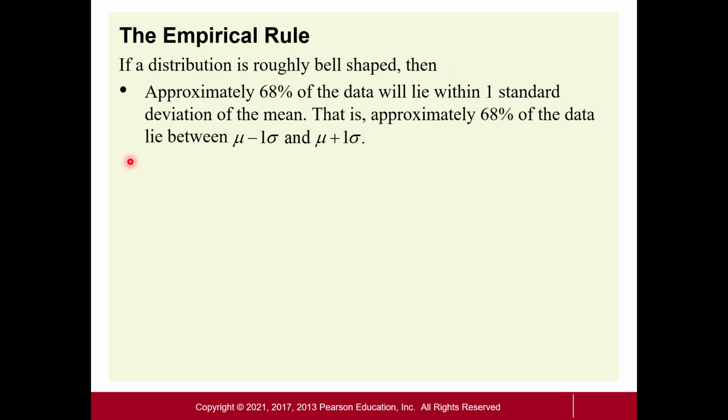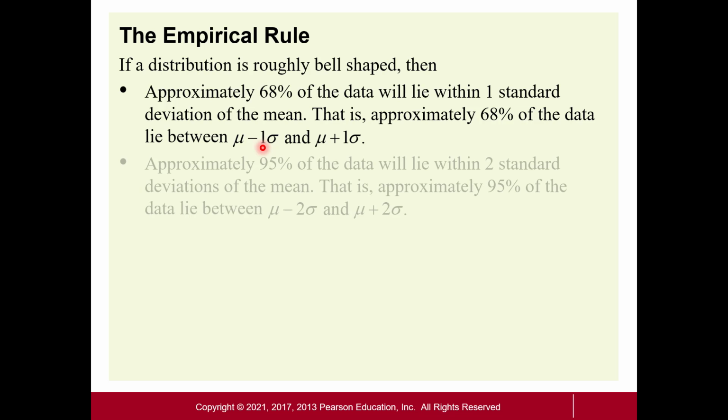So the empirical rule: if a distribution is roughly bell-shaped, then first, approximately 68% of the data lie within 1 standard deviation of the mean. So that's a lot. About 68% of the data is within plus or minus 1 standard deviation from the mean mu. So this is just what it looks like mathematically.